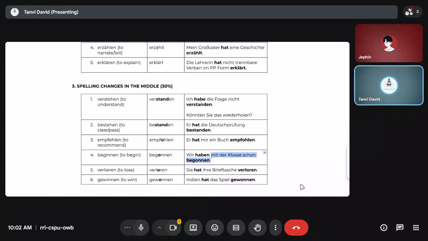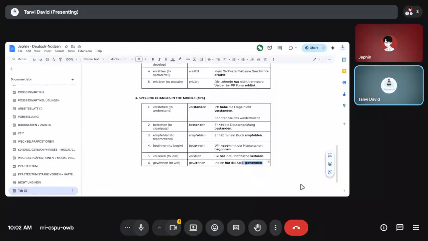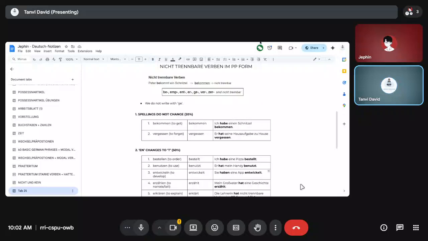Wir haben mit der Klasse begonnen. We have started with the class. Sie hat ihre Brieftasche verloren. She has lost her wallet. Indien hat das Spiel gewonnen. India has won the game. So these are your three categories here.